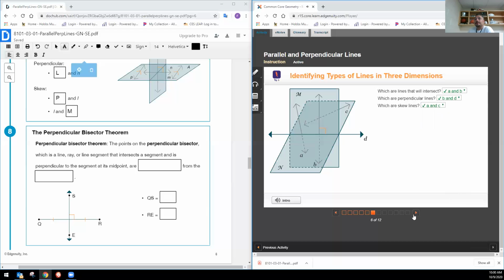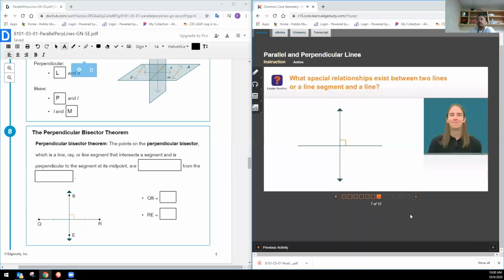Now let's look at a theorem involving a line that is the perpendicular bisector of a segment. In this lesson, we're asking what special relationships exist between two lines or a line segment and a line. So far, you have constructed parallel lines, investigated some properties of parallel and perpendicular lines, and even investigated these types of lines in 3 dimensions. Next, we're going to take a look at what happens when a line intersects a line segment, and specifically when a line bisects a line segment, just like I've drawn right here.